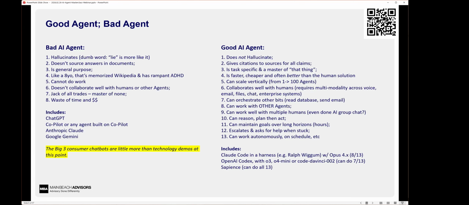So bad agents hallucinate, which means make things up. They don't source their answers. They don't tell you where they got their information from. They're general purpose. They're not task specific. Jack of all trades, master of none.